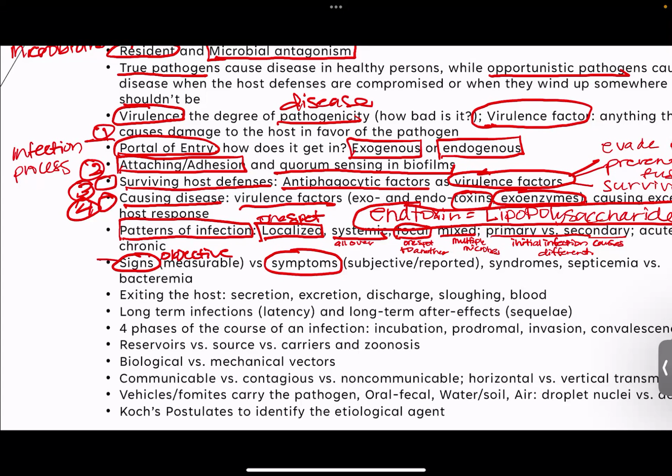So differences, obvious ones that we could talk about here. Signs are things that are measurable. So this would be things like fever, high white blood cell count. You can actually measure these things. You can actually see them. Is the patient vomiting? You can actually observe that. However, symptoms are just reported. So this would be things like pain and fatigue.